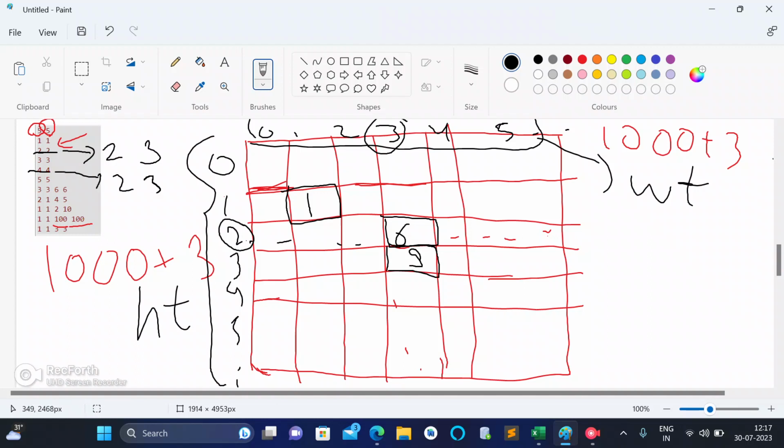Now let's say instead of 4 cross 4, it is again given 2 cross 3. It means there are two rectangles of height 2 and width 3. So here I have already placed 6, so I will add 6 again.